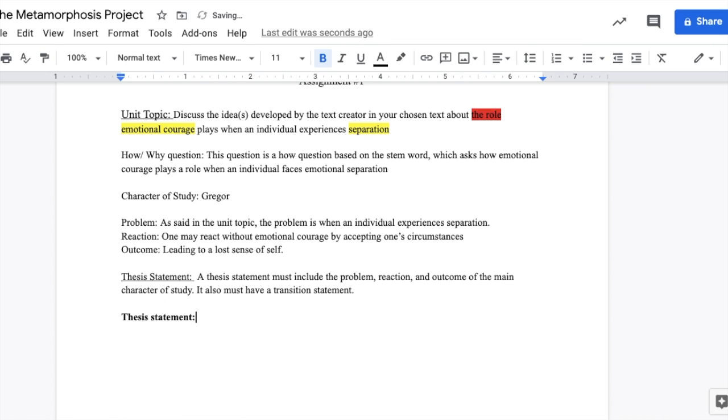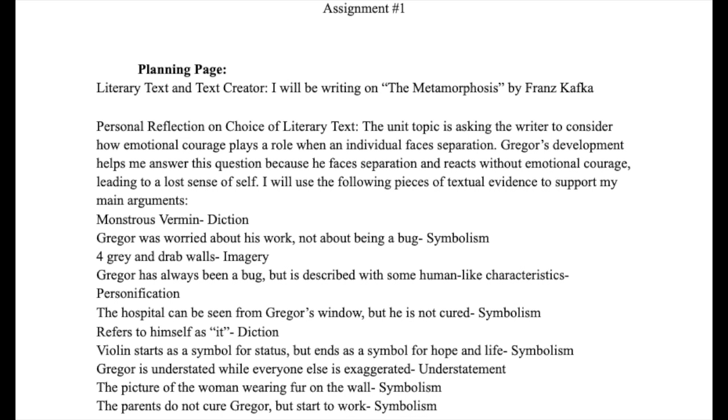So now, the thesis statement that we have constructed: you basically just have to follow all the things that we've already written and put them all together. So through Gregor's experience, Kafka develops the idea that when an individual experiences separation, one may react without emotional courage by accepting one's circumstances, leading to a lost sense of self.